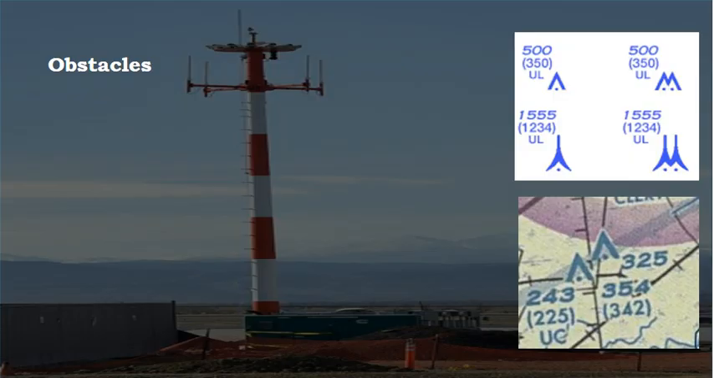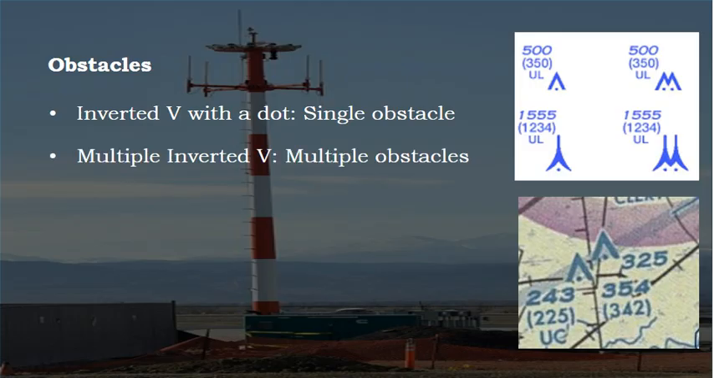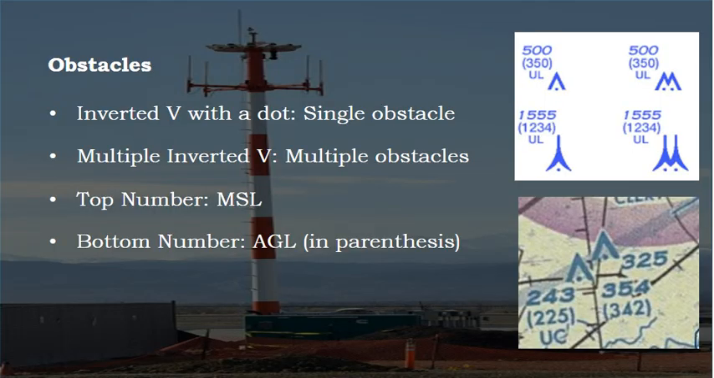Obstacles that can affect flight operations are indicated on the map. An inverted V with a single dot displays a single obstacle in that area. If there are multiple inverted Vs with dots, then there are multiple obstacles in close proximity. There will be 2 numbers presented with obstacles. The top number is the height of the obstacle in MSL. The bottom number in parentheses is the height in AGL.